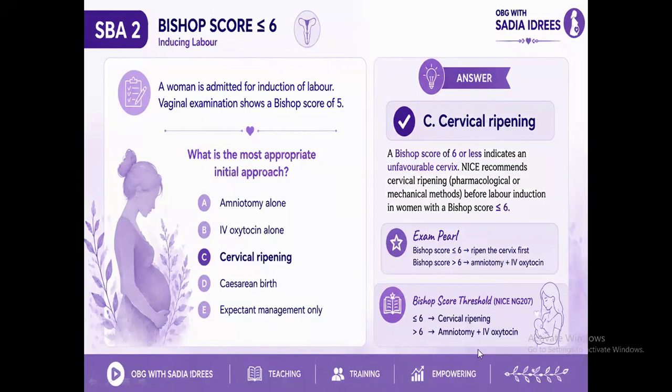So your exam formula is this. Bishop score less than 6, cervical ripening pathway. And Bishop score more than 6, amniotomy plus IV oxytocin. You're going to use this rule repeatedly today, so lock it down.